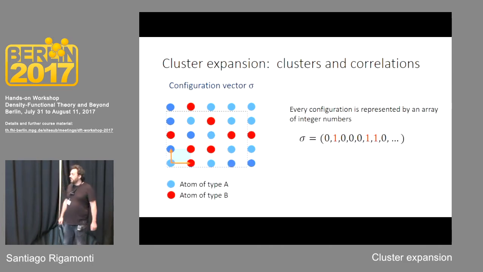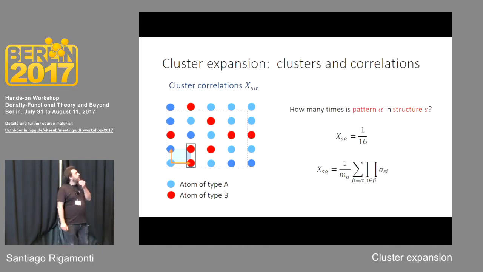And then another important element in the theory is the configuration vector, something very simple. We basically enumerate again the crystal sites, 1, 2, 3, 4, and so on. And then if an atom of type A is sitting there, then we put the number 0. And if we have an atom of type B, we put just the number 1. Therefore, for this configuration, we will have 0, 1, 0, 0, 0, 1, 1, 0, and so on, like this here.